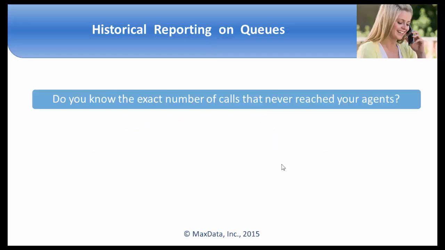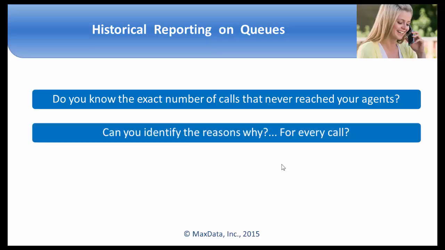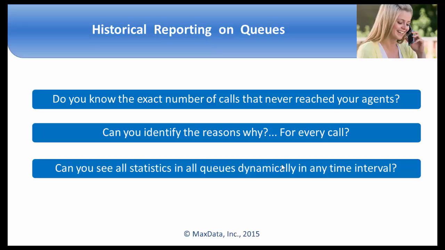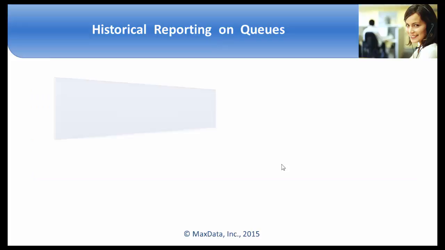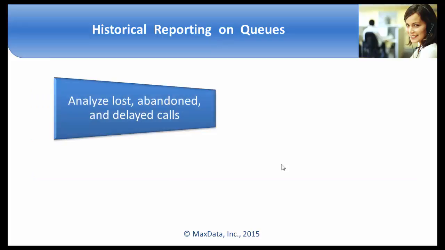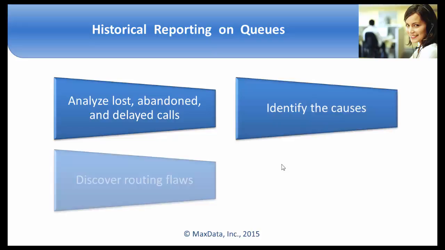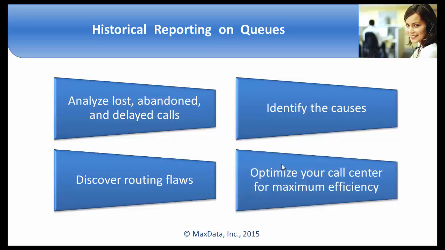Know the exact number of calls that never reached your agents? Can you identify the reasons why, for every call if needed? Can you see all statistics on virtual and ACD queues dynamically in any time interval? This application will show how calls travel through your queues and will help you analyze your lost, abandoned, or delayed calls, identify the causes, discover routing flaws, and optimize your call center to maximum efficiency.